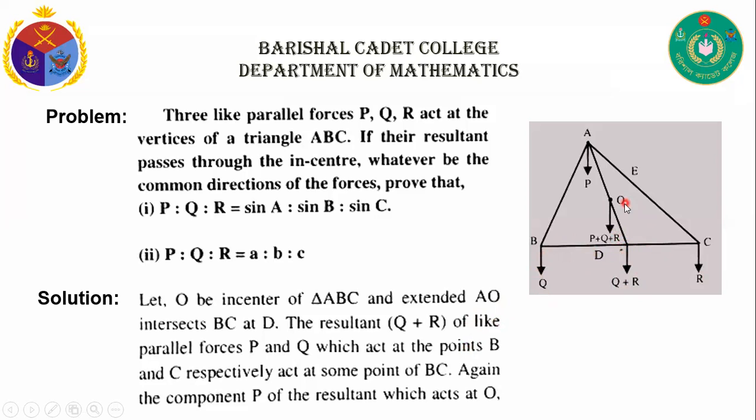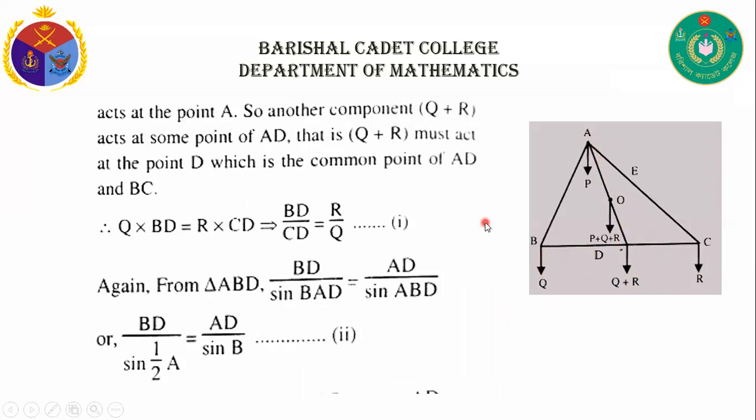And for this line AD, the resultant of P and Q plus R acts along O. Now boys, for these two forces we can write Q into BD equal to R into CD. So here BD divided by CD equal to R by Q. That is equation 1.